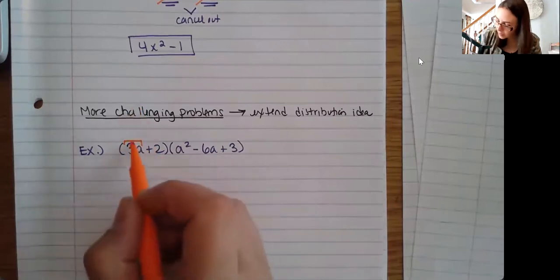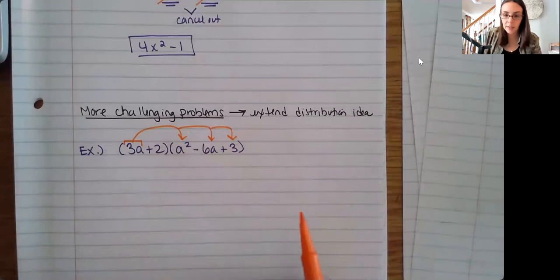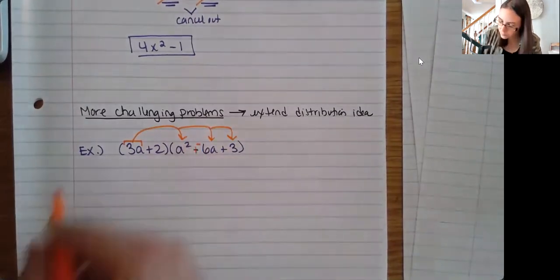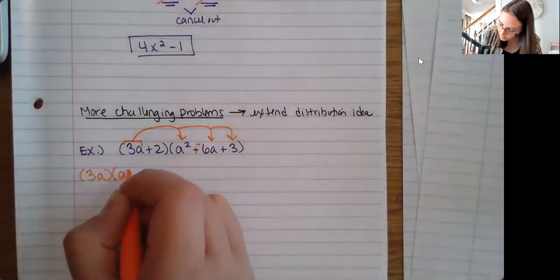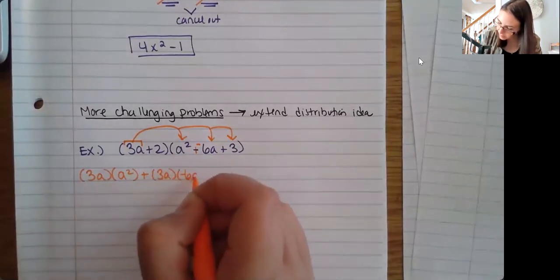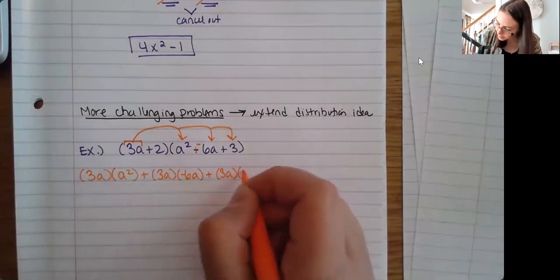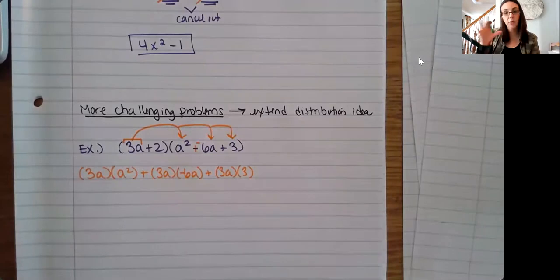So I'm going to take that 3a and multiply it by each of my 3 parts here. I'm also going to change my sign over so I don't forget it. So I have 3a multiplied by a squared. And then I have 3a multiplied by -6a. And then I have 3a multiplied by +3. Now we're not done. We still have to do the 2.